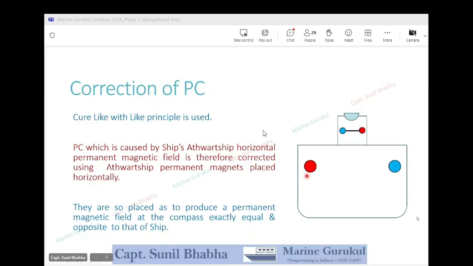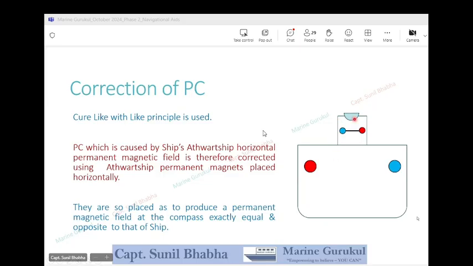Now in the diagram you see this ship. We are looking at the ship from the stern. You see we have a blue pole on the starboard end of the ship and a red pole on the port end of the ship. This was generating coefficient permanent C.